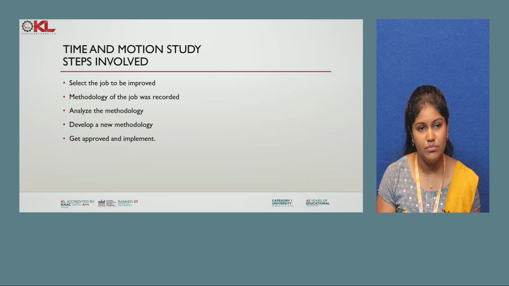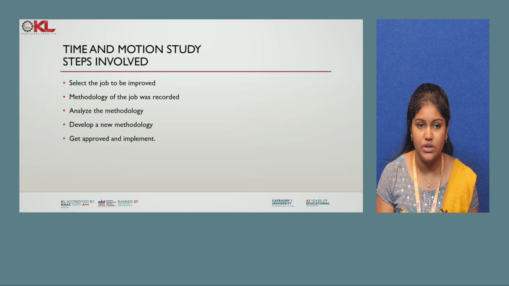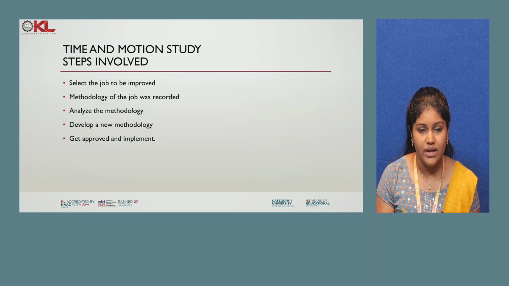So in the time and motion study, we first select the job we need to improve, the type of job we need to improve. Then after that, we analyze the methodology of the job. The methodology we had recorded, we have to check that. We have to analyze it, develop a new methodology also, get it approved and implement that methodology.